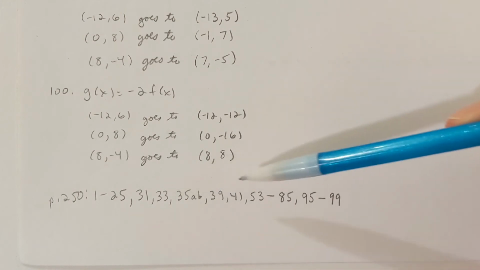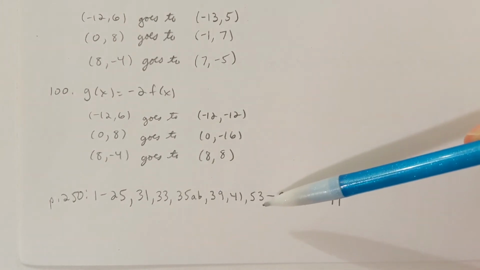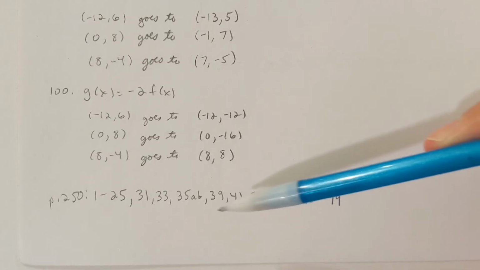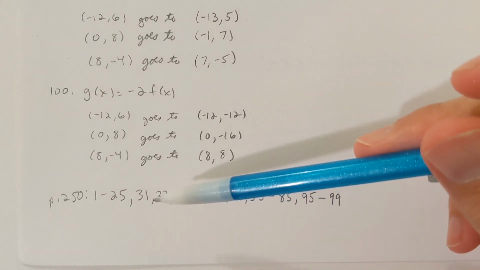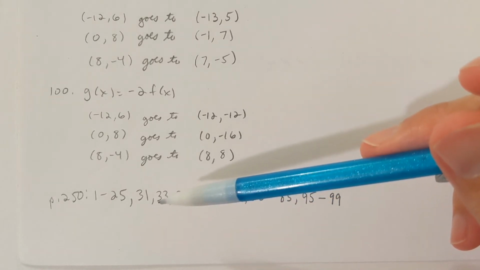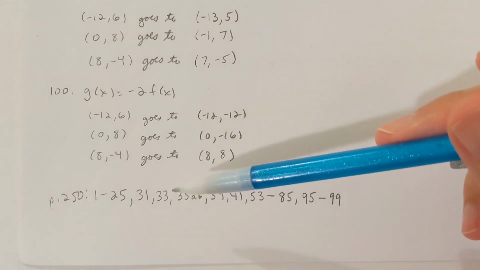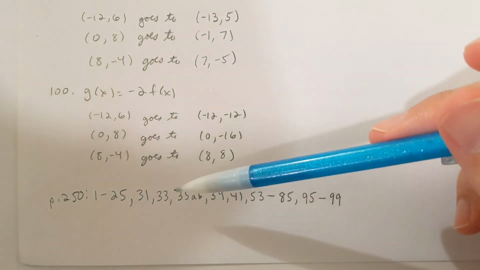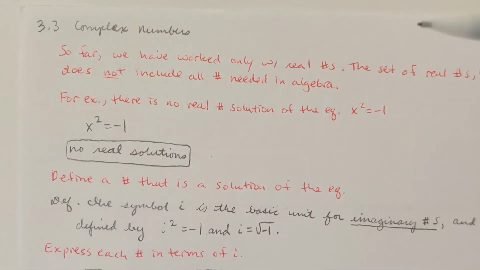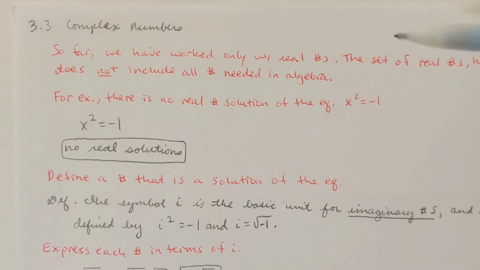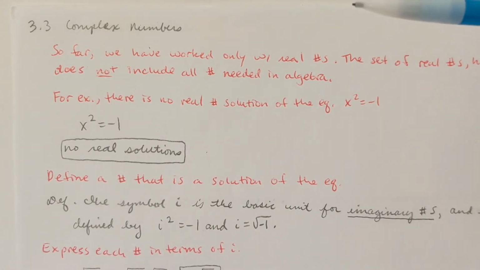Okay, so that's all I had in this section. That should be enough for you. The homework is on page 250. You want to look at the problems there for me when you get a chance. And start section 3.3 next. 3.3 is called complex numbers.